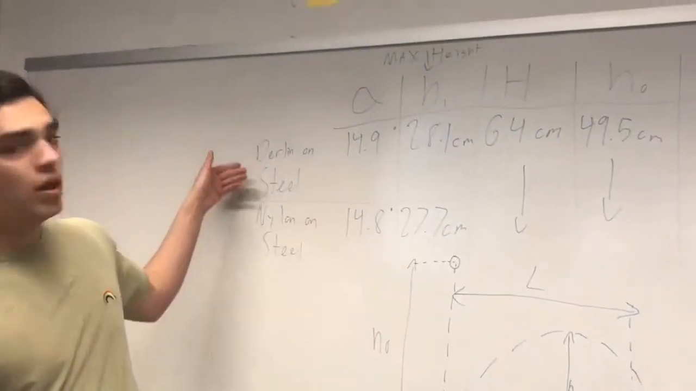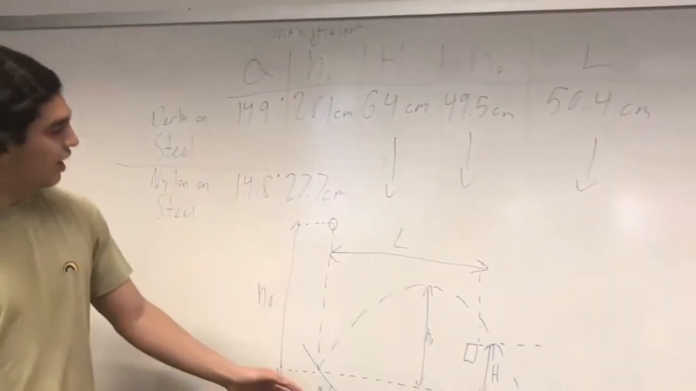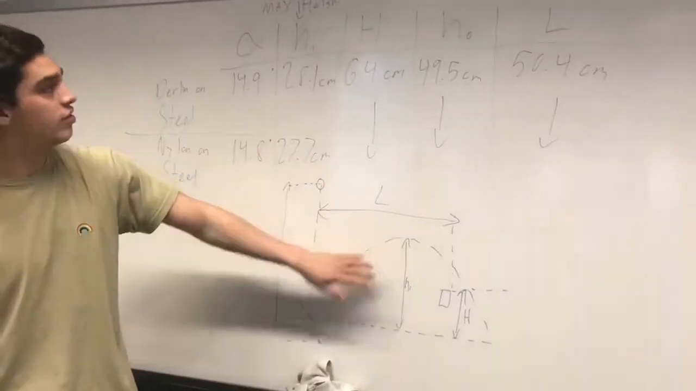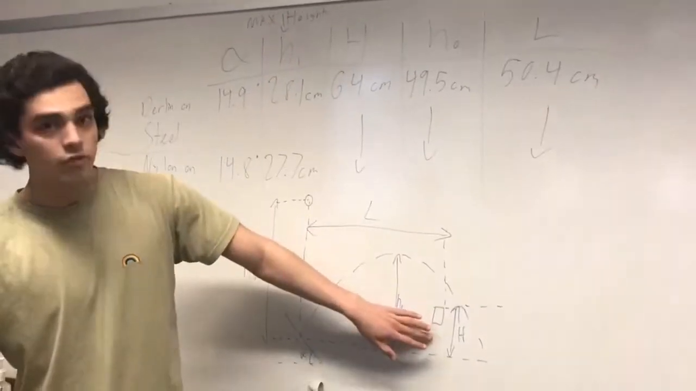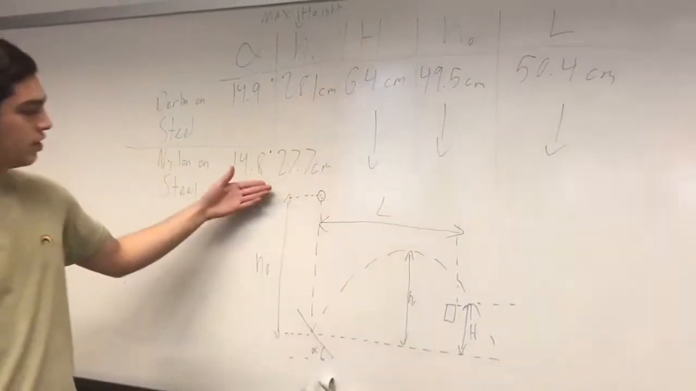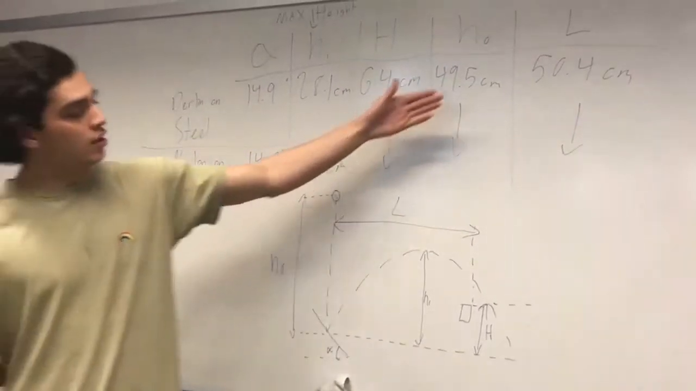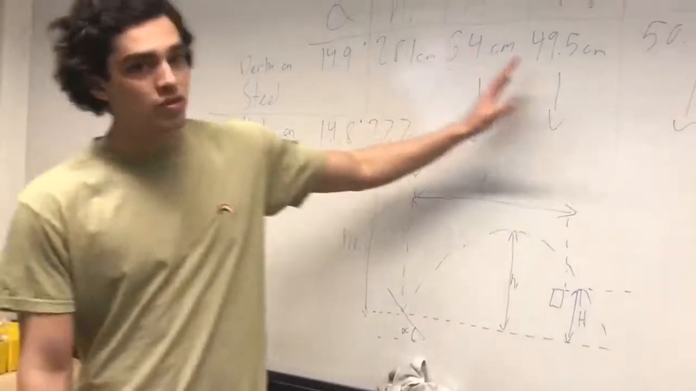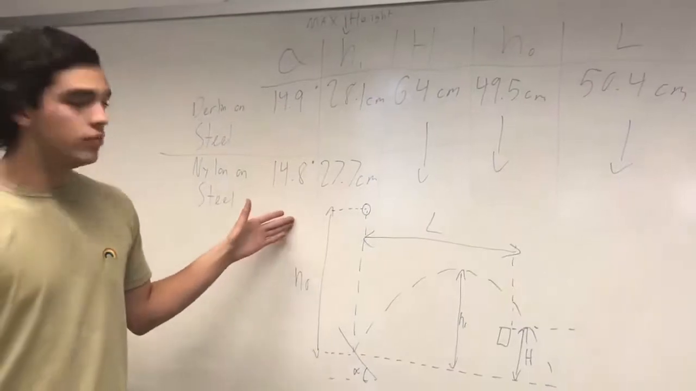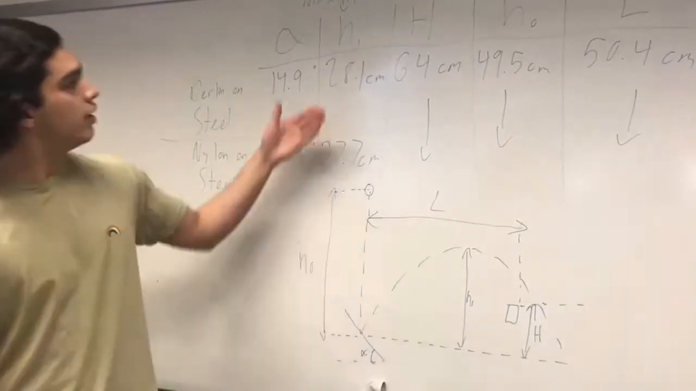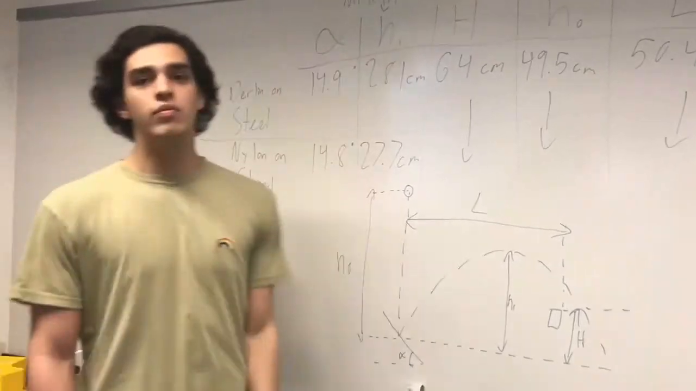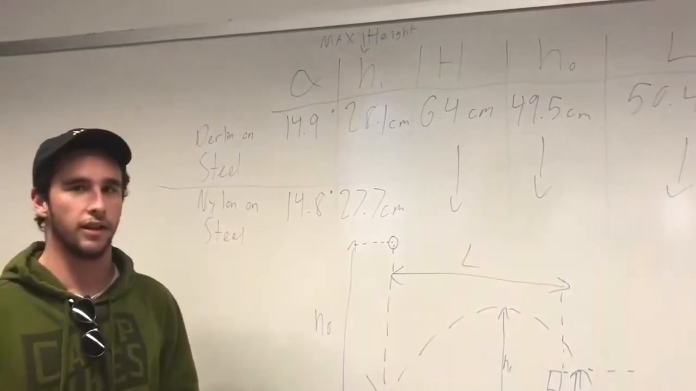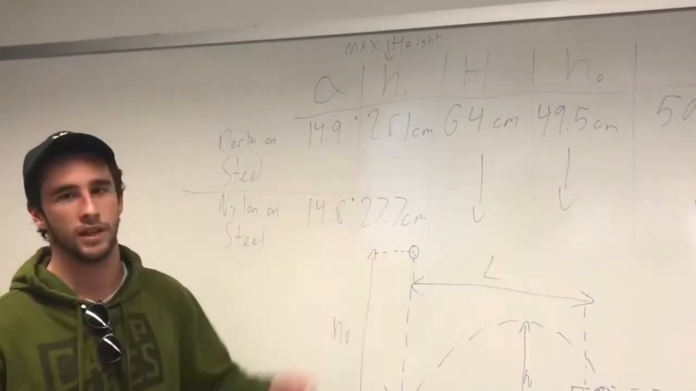So our results for the Delrin ball on a steel plate were these values. We ended up with an alpha of 14.9 degrees, a max height h1 of 28.1 centimeters, an h of 6.4 centimeters, h naught fixed at 49.5 centimeters, and the length L is 50.4 centimeters. For nylon on steel, these values did not vary. The only ones that changed were alpha, which changed to 14.8 degrees, and the max height h1, which changed to 27.7 centimeters. So out of these two combinations, Delrin on steel had the maximum height at 28.1 centimeters.